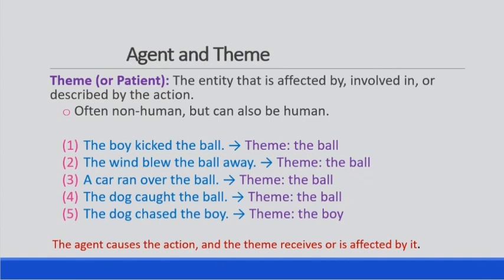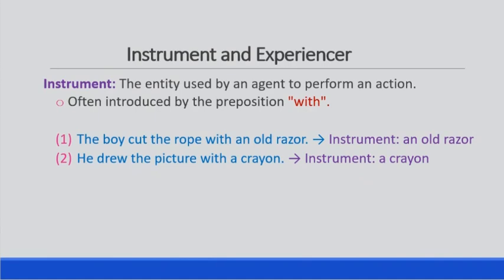So you can follow the examples there. The wind blew the ball away. A cat ran over the ball. The dog caught the ball, and the dog chased the boy. Do you understand now the meaning of agent and theme? Okay, actually, you can call it subject is an agent and theme is an object. Okay, easy to understand, right? Okay, teacher. Yeah, I got it, teacher.